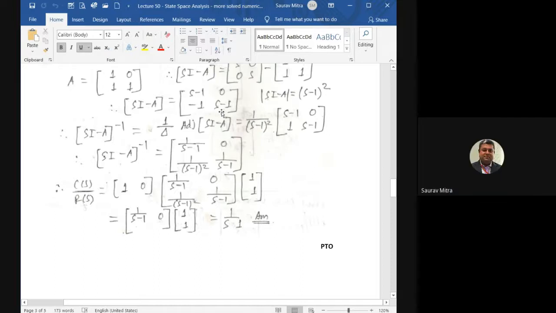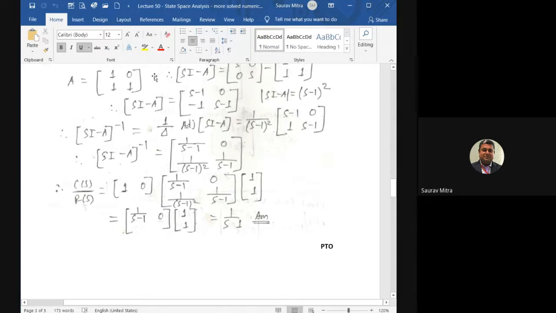Okay, and what is the delta now? This is S minus 1 whole square minus of minus 1 into 0. That means it will be S minus 1 whole square. So determinant of SI minus A is S minus 1 whole square. And then 1 upon delta, that is 1 upon S minus 1 whole square.